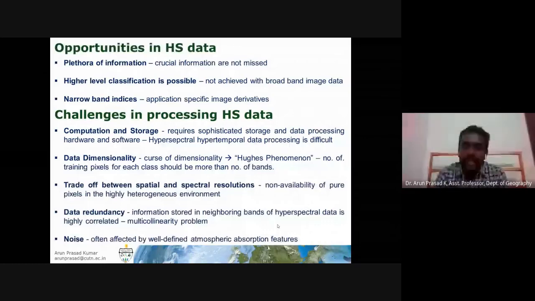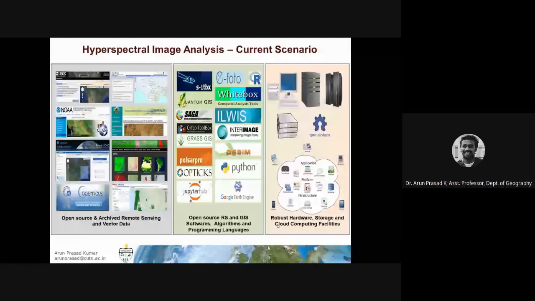The current scenario we have discussed in the earlier slide also. These are some recent trends: we have a lot of open source and archived remote sensing and vector data on different platforms, like USGS, Bhuvan, the Copernicus platform for European space and sea data, and the GNSS global platform.